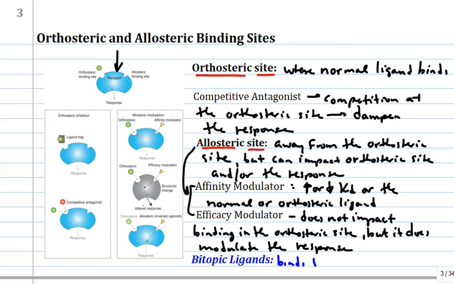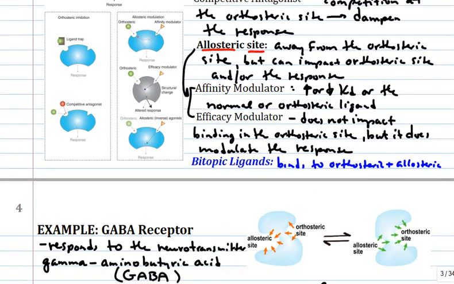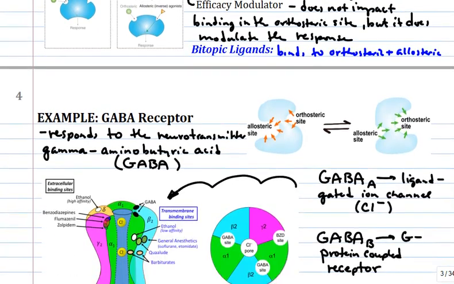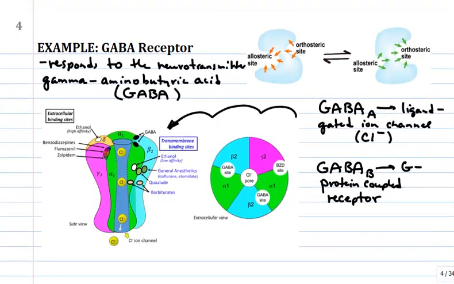So bitopic binds to orthosteric plus allosteric. So let me give you just one example as a kind of parting shot at the beginning of these notes, and it's the GABA receptor. Wow, what an important receptor. The GABA receptor responds to the neurotransmitter gamma amino butyric acid, and it's involved in many things.